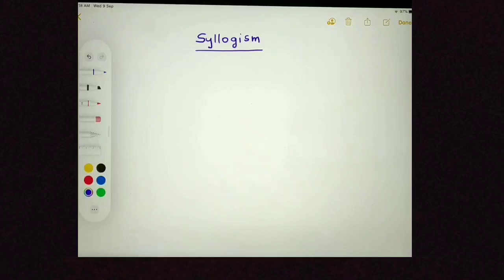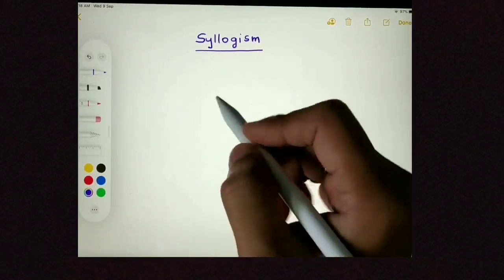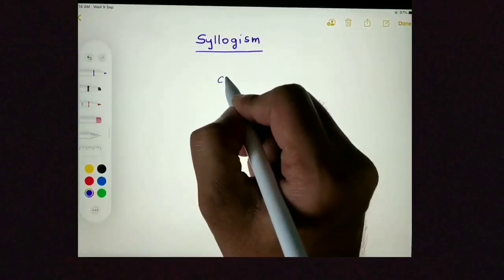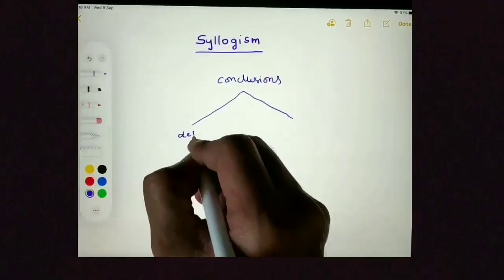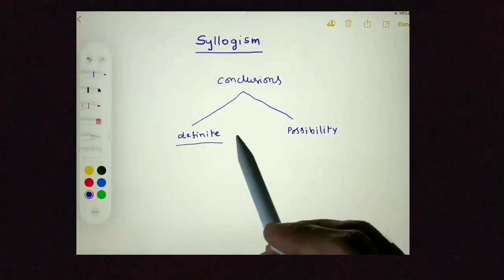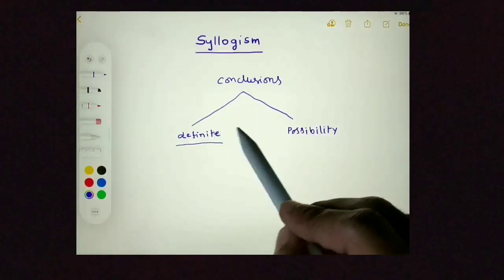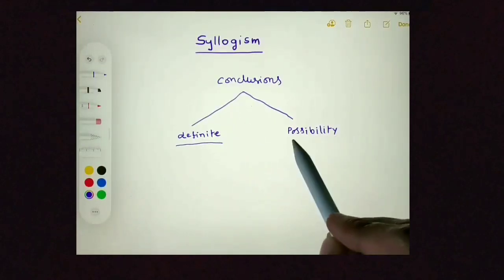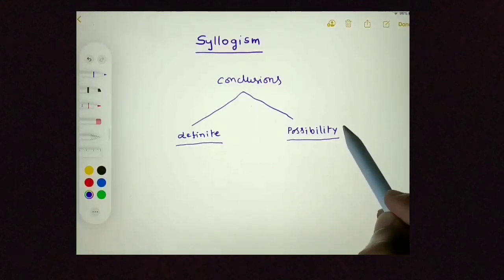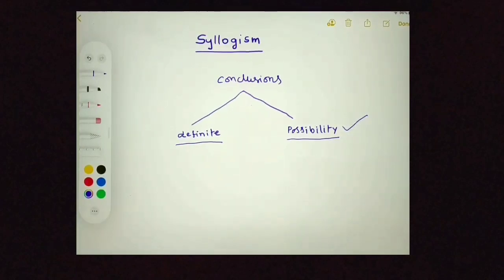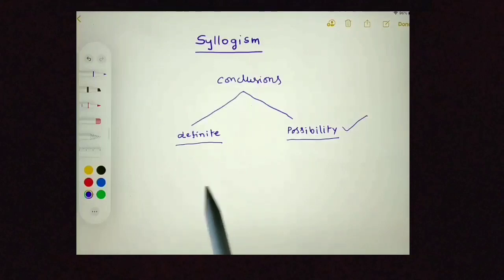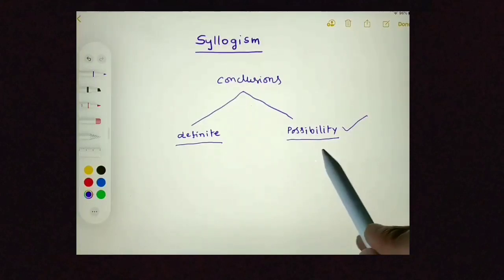Conclusions can be divided into two categories. One is definite, the second one is possibility. Definite conclusion means the conclusion is always true. In no case can it go wrong. And possibility means there is a chance that the conclusion is true. Now we will see how definite conclusions and possibility conclusions look.